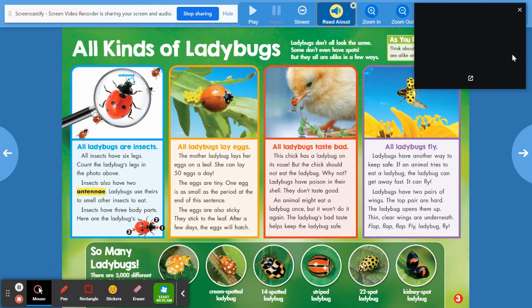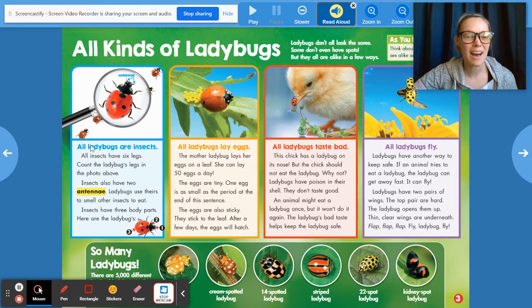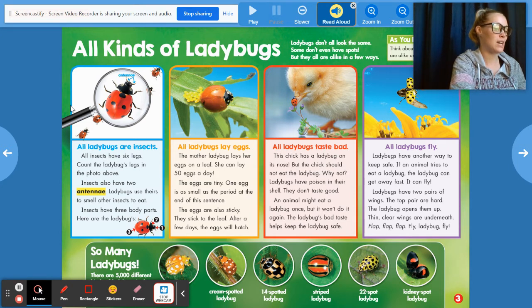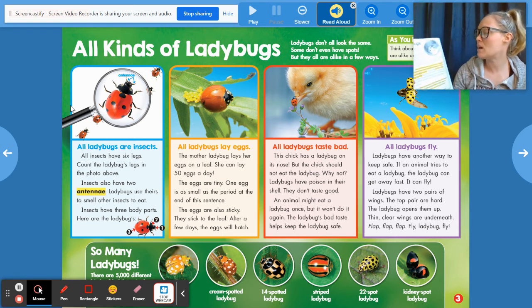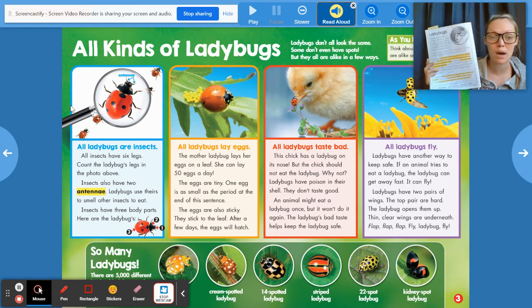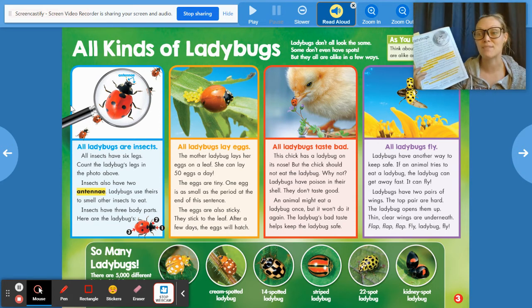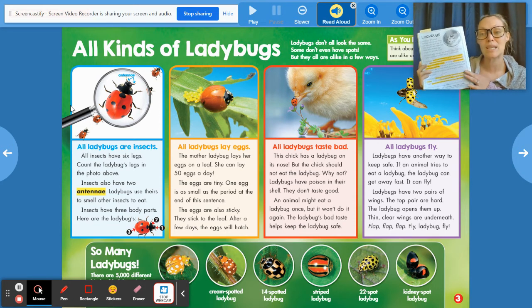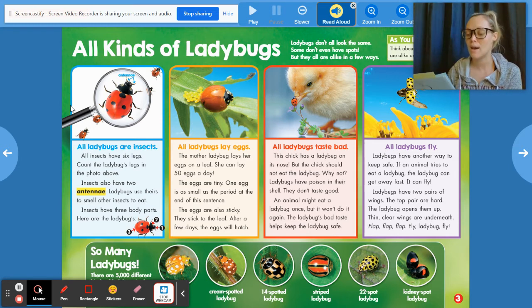Okay, I'm going to stop there because we just learned so many new facts. So all ladybugs are insects. So this actually taught us about an insect. So the other article we read yesterday, which I have right here, did not really tell us that it has 3 body parts. So it's important for us to know that insects have 6 legs and 3 body parts. That was different. We didn't learn about that in this one.